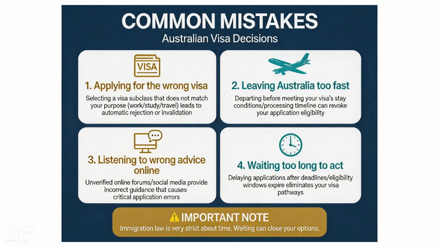Common mistakes people often make. These mistakes are like applying for the wrong visa, leaving Australia too fast, listening to wrong advice online, waiting too long to act. Immigration law is very strict about time. Waiting can close your options.